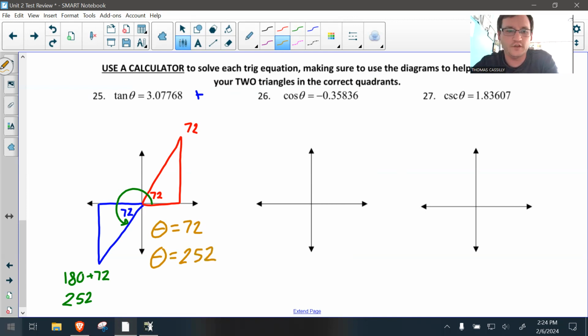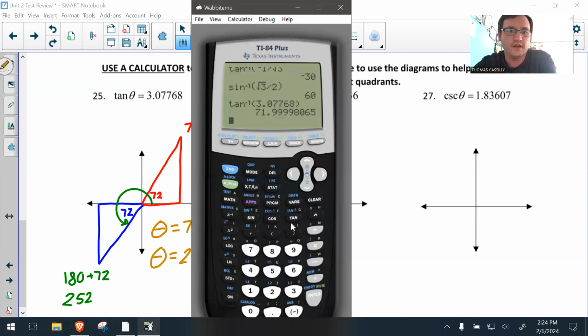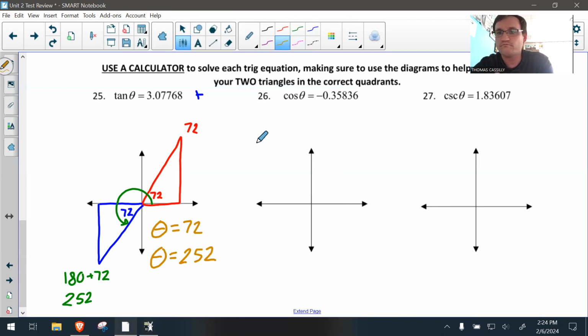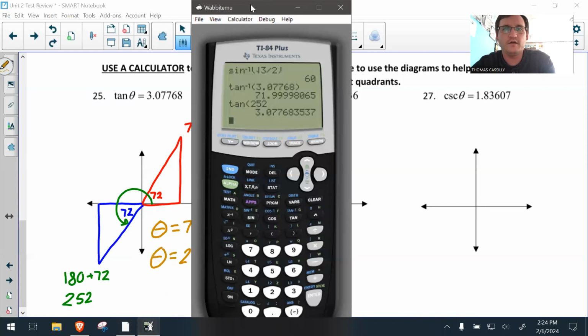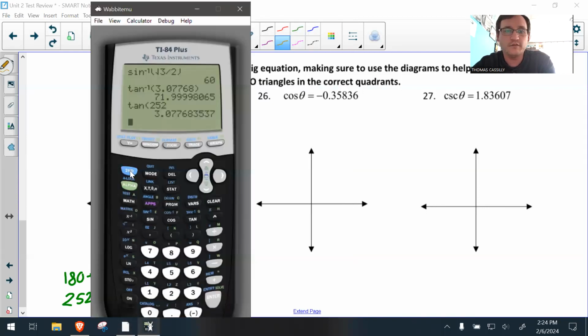All right, so these aren't exact values, kind of how we had on the first three. But again, type them in, tangent of 252. It should spit out that kind of ugly decimal. We have that 3.07768. Right? So on the next one, the cosine. The cosine of theta, I have no clue what that is, so go ahead and inverse it. We have negative 0.35836.